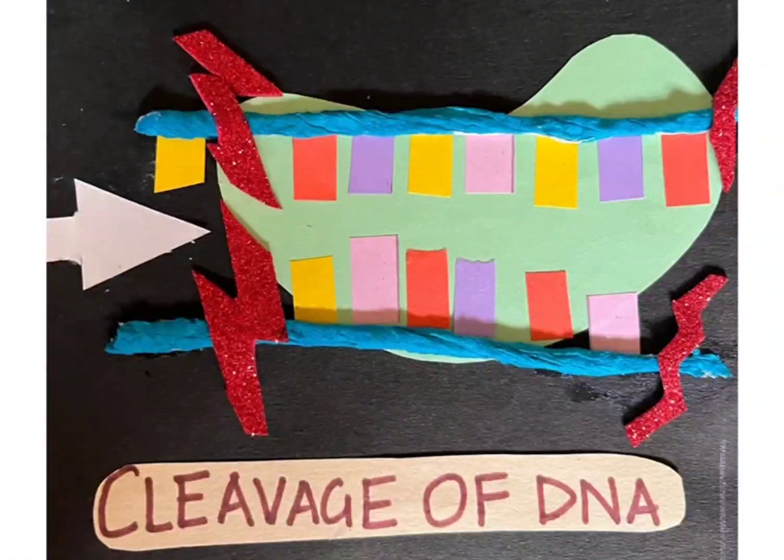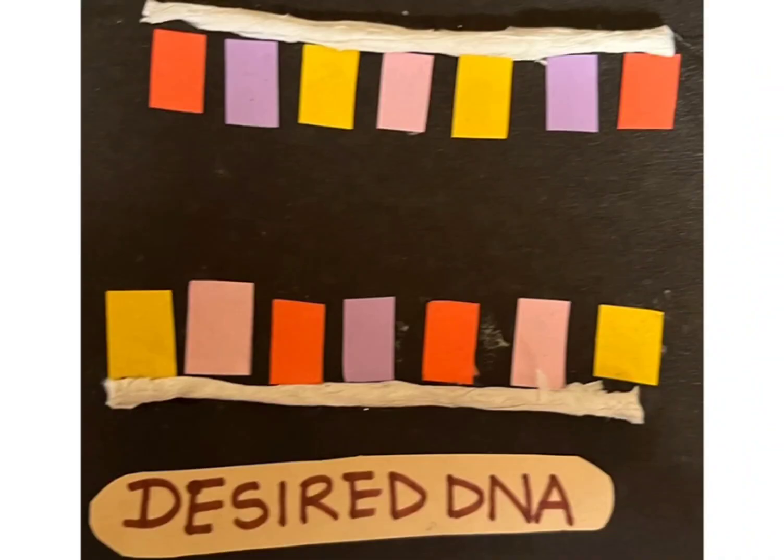In the cleavage of DNA step, the Cas9 protein will bind to the unwanted part of DNA and help to remove that part with precise editing technique. After the unwanted sequence of DNA is cleaved by the Cas9 protein, now we can add our desired DNA in the double-stranded DNA. So this was the whole mechanism and process of the CRISPR-Cas9.